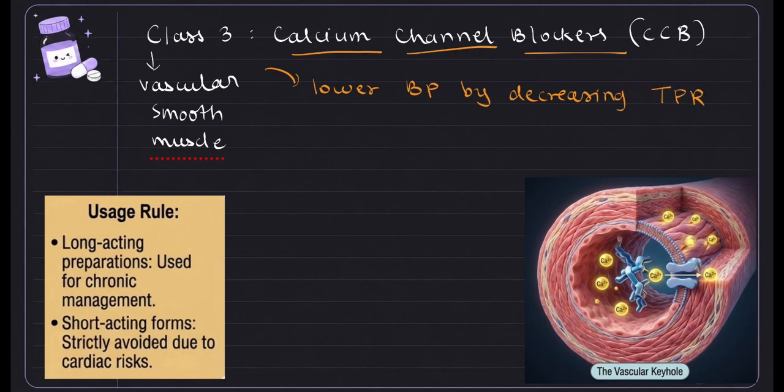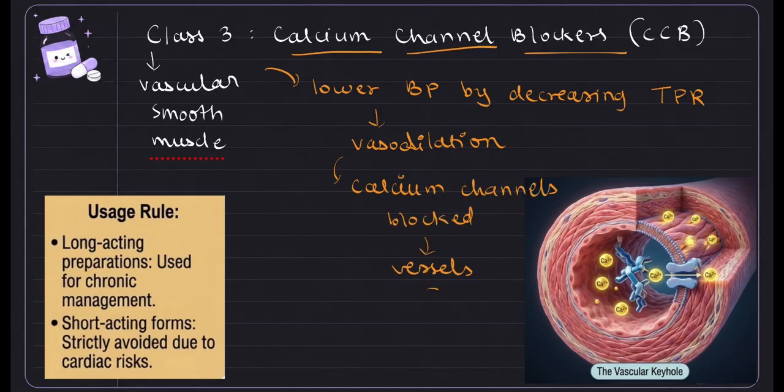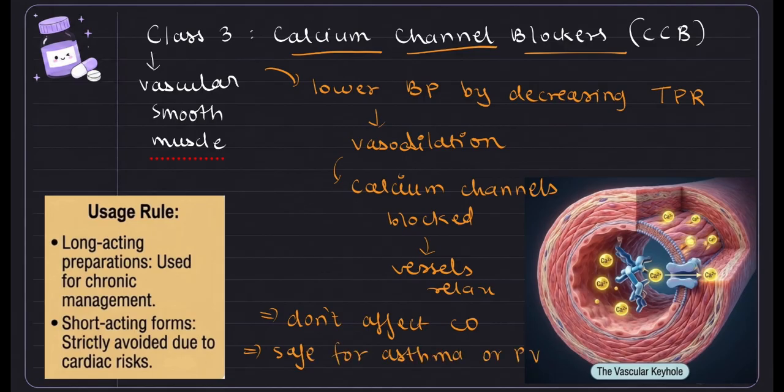Their core mechanism is simple but incredibly powerful. They lower blood pressure by decreasing peripheral resistance. They achieve this via direct vasodilation. The calcium channels are blocked. Because of this, the vessels relax. Importantly, they operate entirely without compromising cardiac output. This makes them exceptionally safe for patients with asthma or peripheral vascular disease.